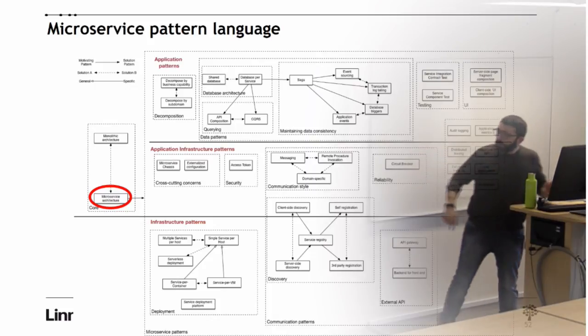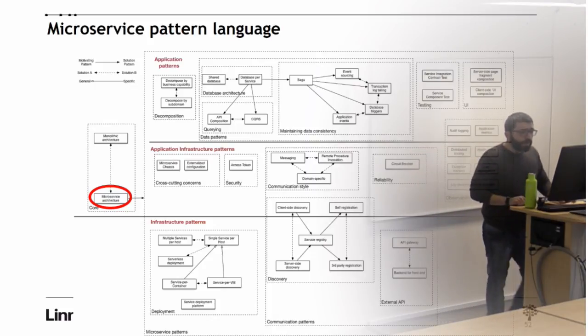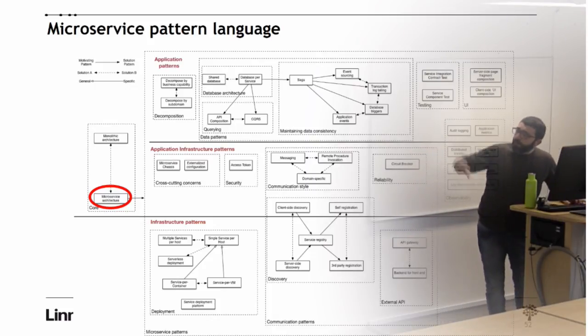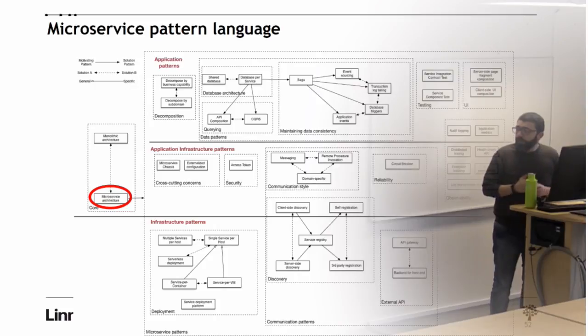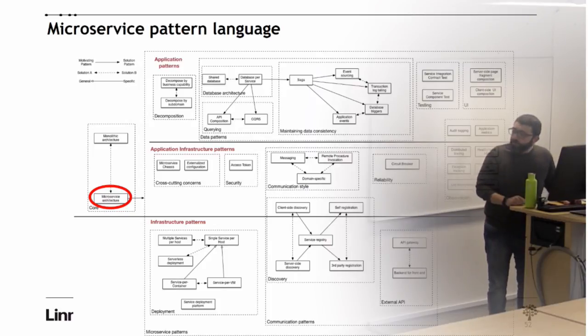You can see we have a microservice architecture opposed to the monolithic. So the idea is that we want to break the monolithic architecture into a set of microservice architecture, and this is the core pattern. And then starting from this, we can apply different patterns in order to implement our own application.